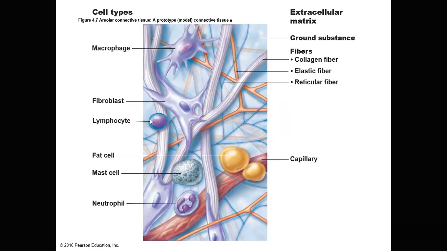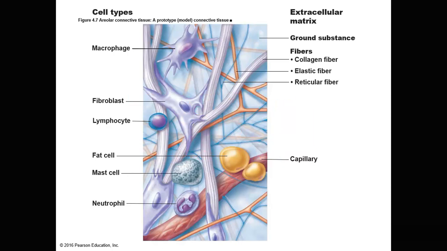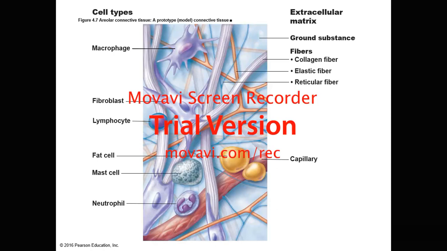And then you have your lymphocyte, which is another type of white blood cell. You have different types of white blood cells. A fat cell, a mast cell. The mast cells are also involved in the immune system, but the mast cells contain histamine, so they're involved in what gives you your allergies. And then a neutrophil, another white blood cell involved in the immune system.